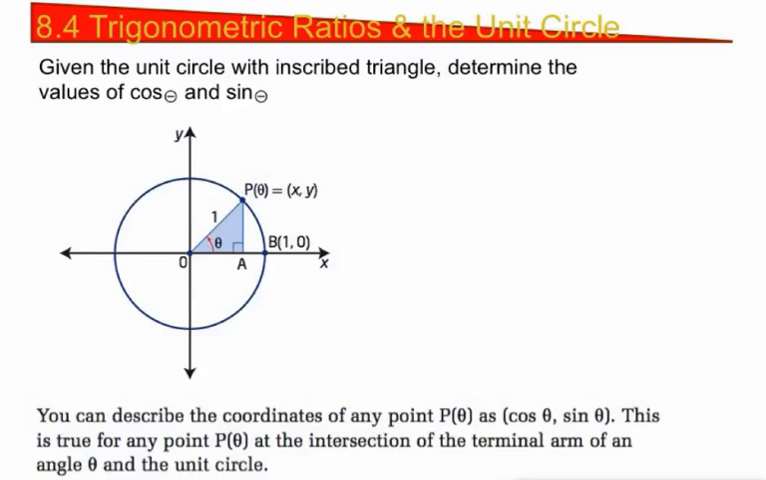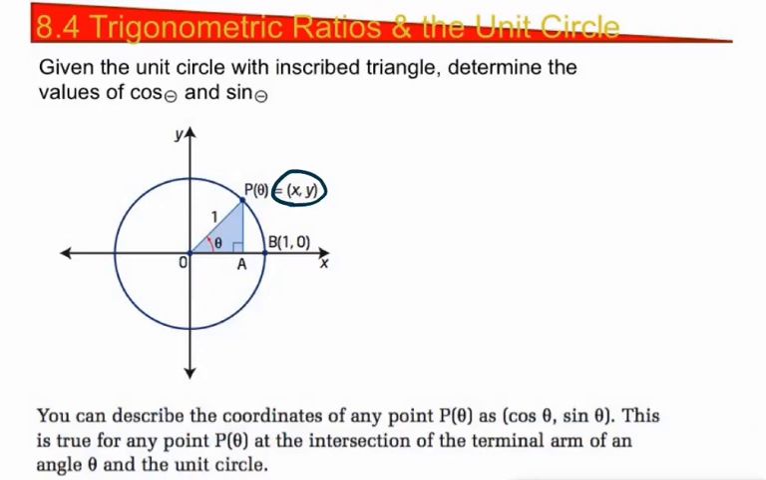So we're coming back to the unit circle a little bit, except now instead of just dealing with the unit circle itself, we're combining trig with it. As you know, the unit circle is a circle centered at the origin with a radius of 1, and we're going to be talking specifically about some point on the unit circle, (x, y).